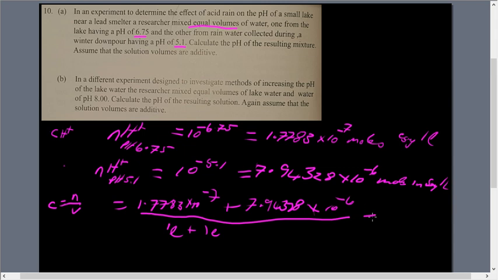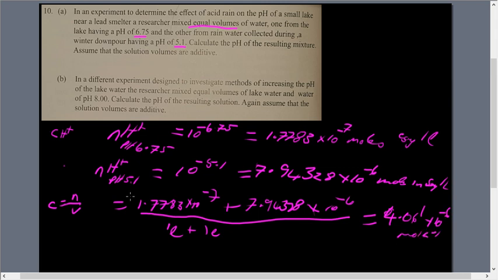Okay, and if you do that, why do we have to divide by 2? When you've added a litre of each, equal volumes of each, you end up with 2 litres, so you've got to divide by that, which will give us a value of 4.061 times 10 to the minus 6 moles per litre.